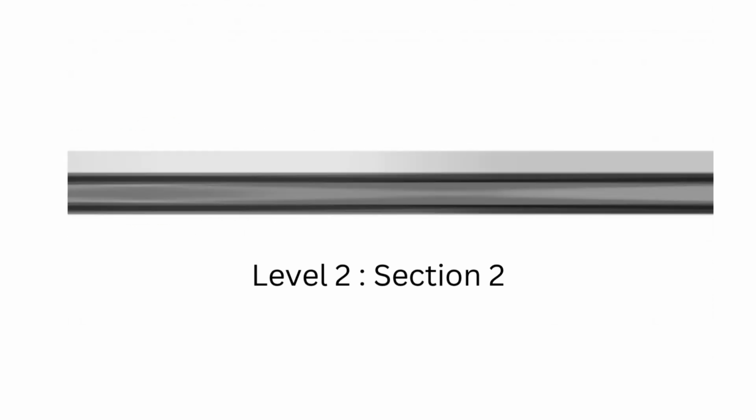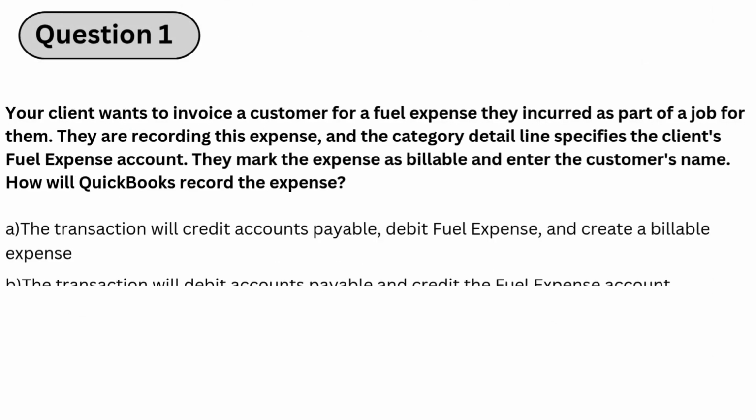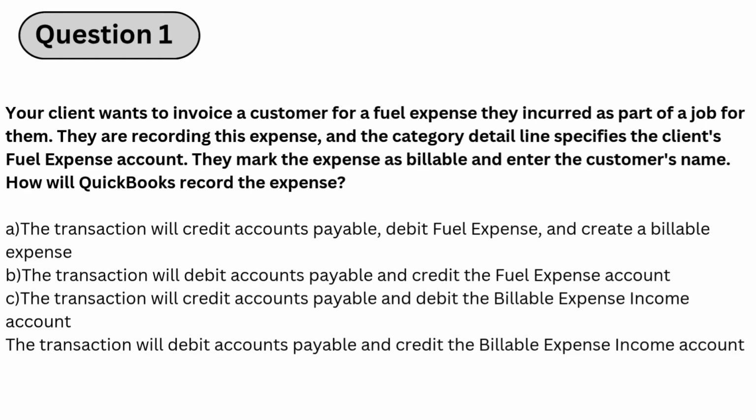Let's dive in. Your client wants to invoice a customer for a fuel expense they incurred as part of a job for them. They are recording this expense, and the category detail line specifies the client's fuel expense account. They mark the expense as billable and enter the customer's name. How will QuickBooks record the expense?